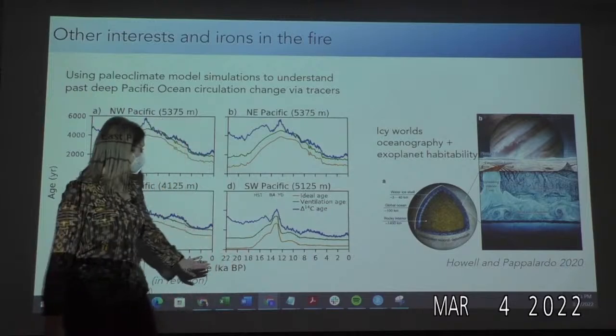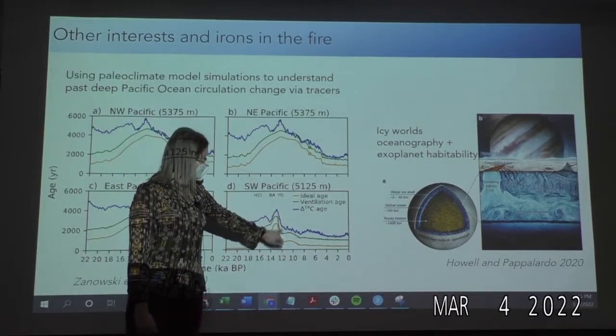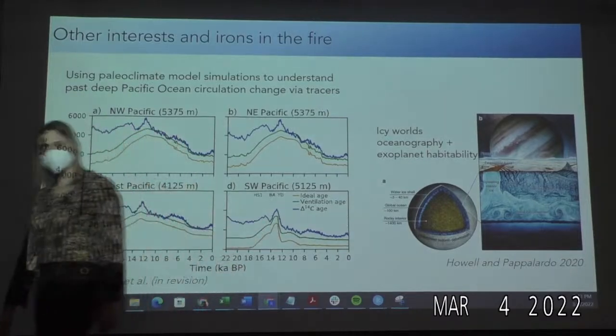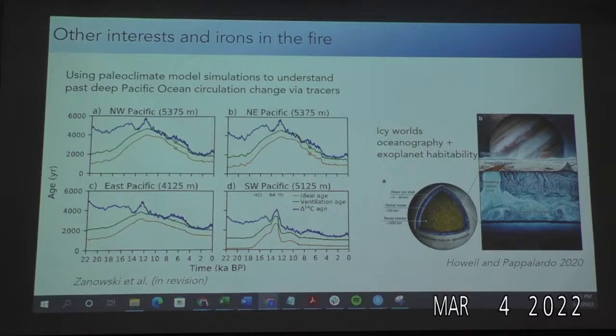Depends on where you're looking. No, so this would be an increase, right? So the age goes up, and that means the circulation slows down. But with carbon, you have to be a little careful in how you interpret it. That's the point.